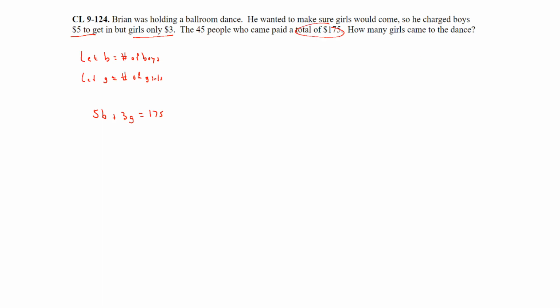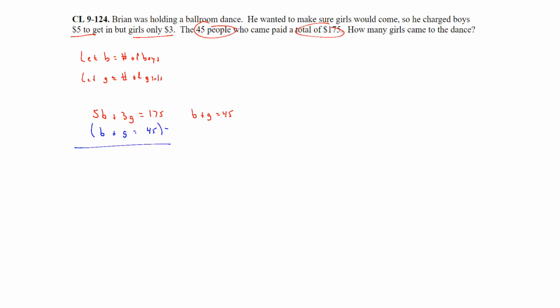We have two variables though, so we also need another equation. Well, there's 45 people attending, so the boys plus the girls should equal 45. And so now we can solve this. It's a system of equations, two variables, two unknowns. We can solve using elimination, or we can solve using substitution. I'm going to go ahead and use elimination.